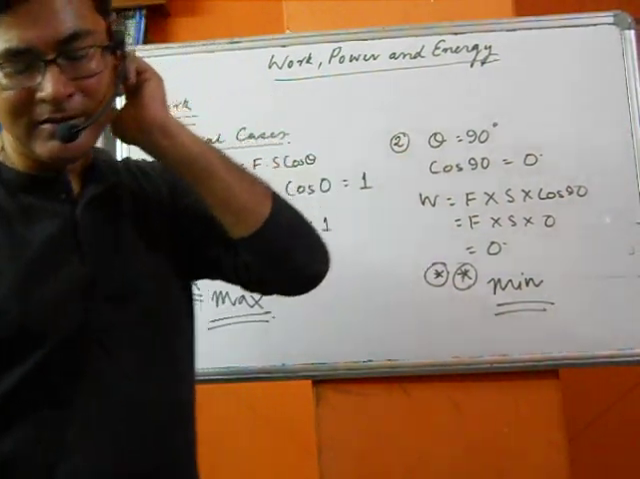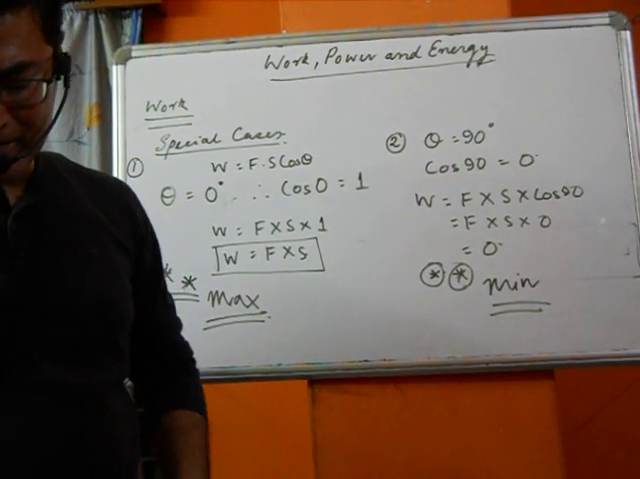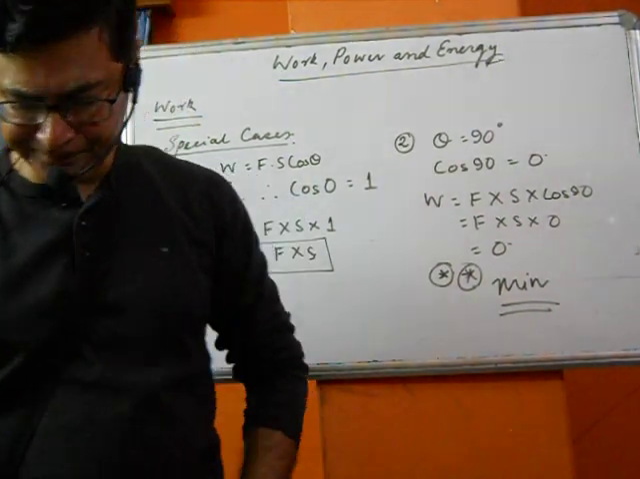the minimum amount of work done is when the angle between the force and displacement is 90 degrees. Right? Now there are several examples in your book. You need to go through the examples. I'll just go through the examples one by one a little bit.